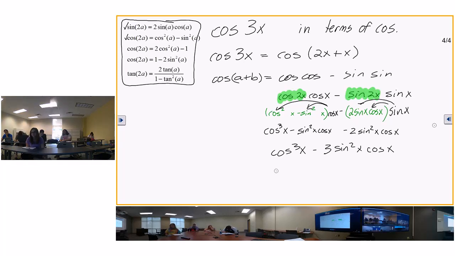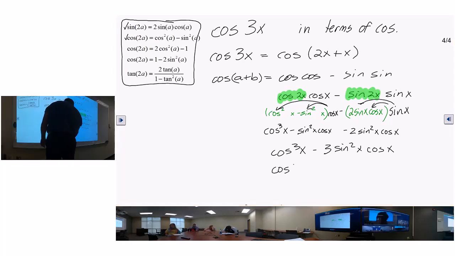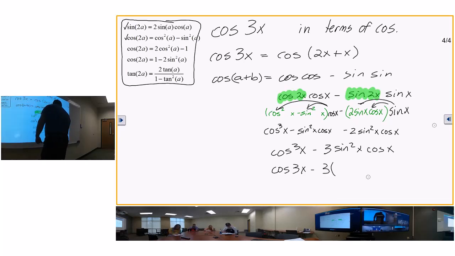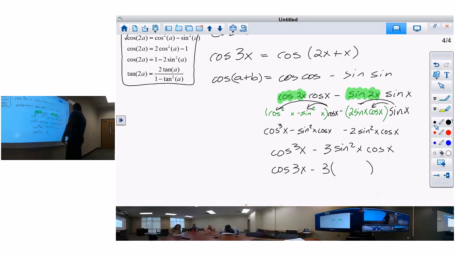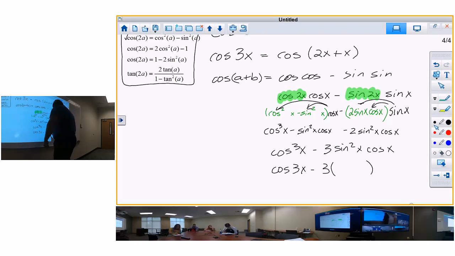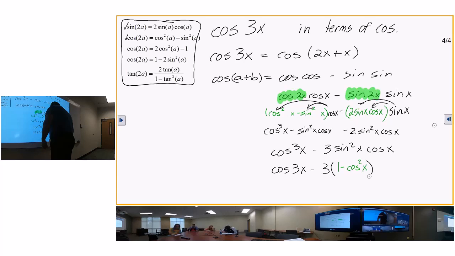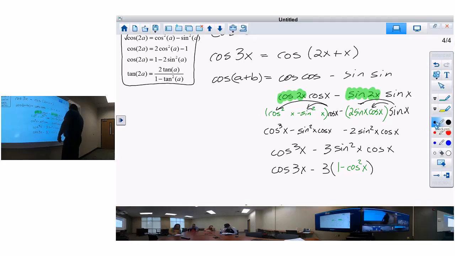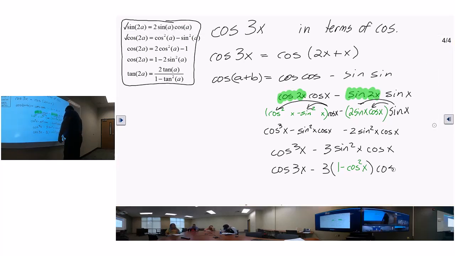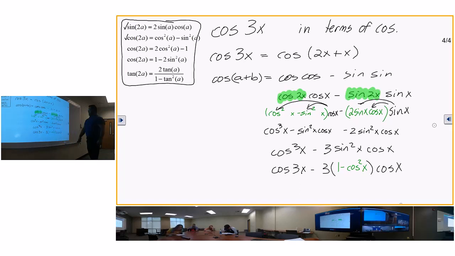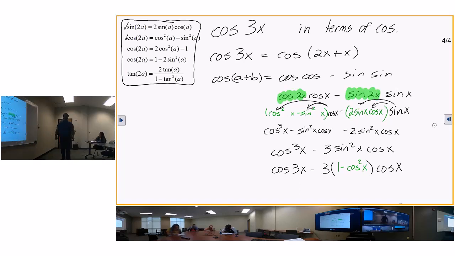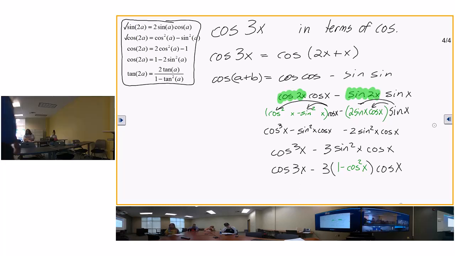So, cosine cubed x minus 3 parentheses, and I'm going to take my green pen, and I'm going to rewrite this as 1 minus cosine squared x, and then cosine of x. People don't fail calculus because of calculus. People fail calculus because of algebra. You're getting a little taste of it right here.